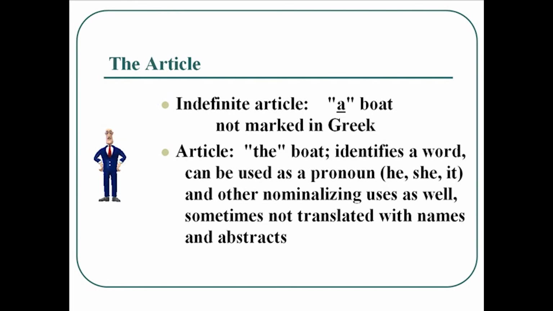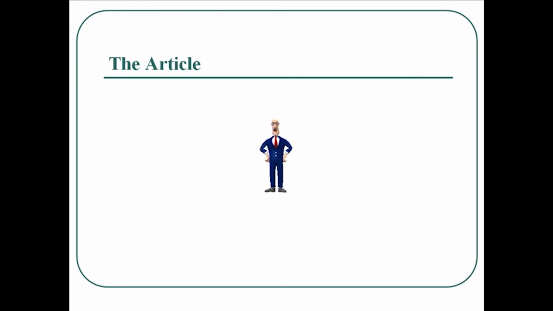Sometimes the article isn't even translated when it comes with certain proper nouns. For example, you don't say "the Jesus," which is what the Greek actually says, but you say simply "Jesus." Other abstract nouns as well. You don't say "the grace," you just say "grace," even though it has the article in Greek. The article will be very helpful at points, giving us a hint at the case of the noun that it modifies. Here's what the forms of the article actually look like.